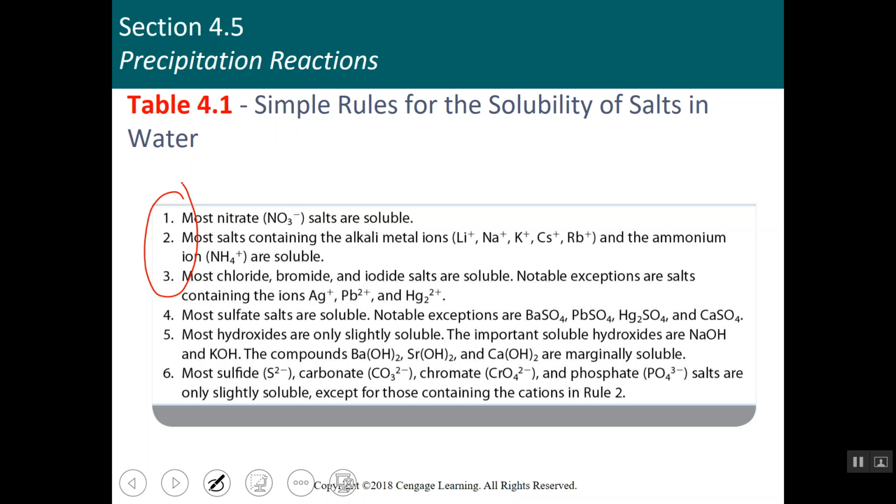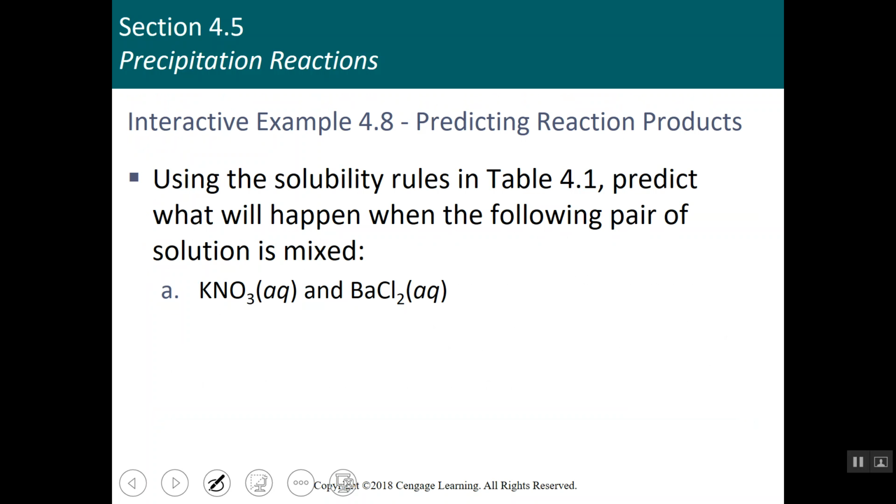You can go into the Canvas site and you can pull off this particular slide and print it, so you have the solubility rules. I'm pretty sure the solubility rules are in either the front or back part of your textbook. You can also just write these down. It always pays to write things down onto a note card, and then that will help you memorize them.